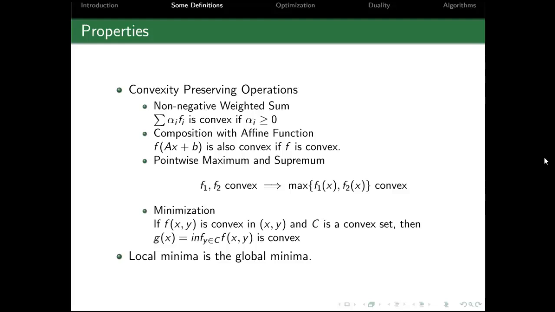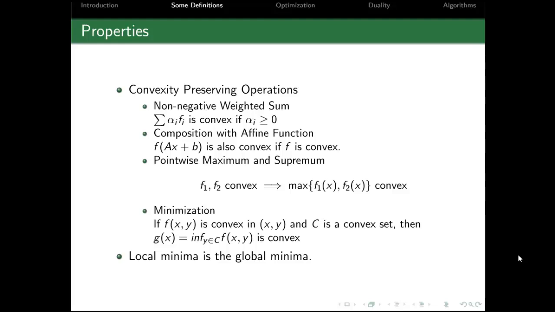Minimization. If we look at a two variable function f of x comma y which is convex, then if we try to minimize the function along any one variable in a convex set, the resultant function is also a convex function.